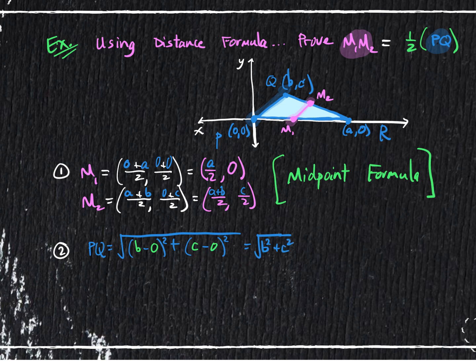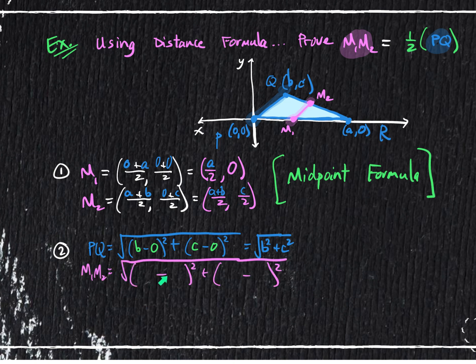And this is where we stop. There's no more simplifying to do here. You cannot make the square root get rid of these squares because of this plus sign. So this is it. Stop right there. And now let's find the length of the pink segment, M1, M2.